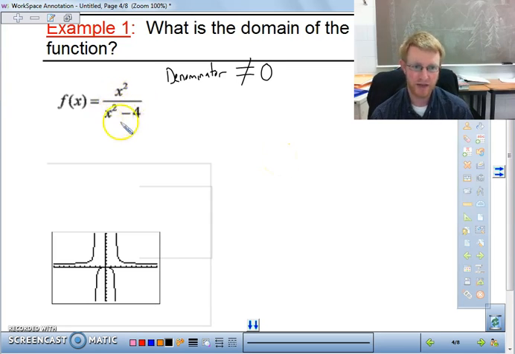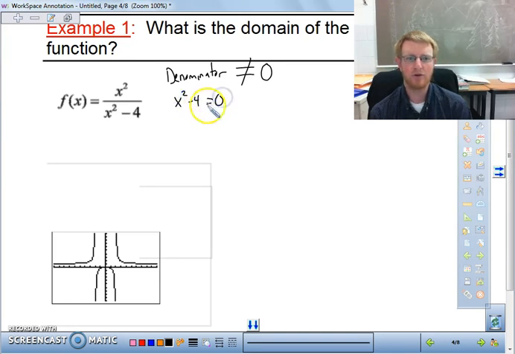So in these cases, to figure out our domain, we need to first figure out where our denominator is equal to 0. So we have x squared minus 4 equals 0, and we just solve. We figure out what x values will make this 0.